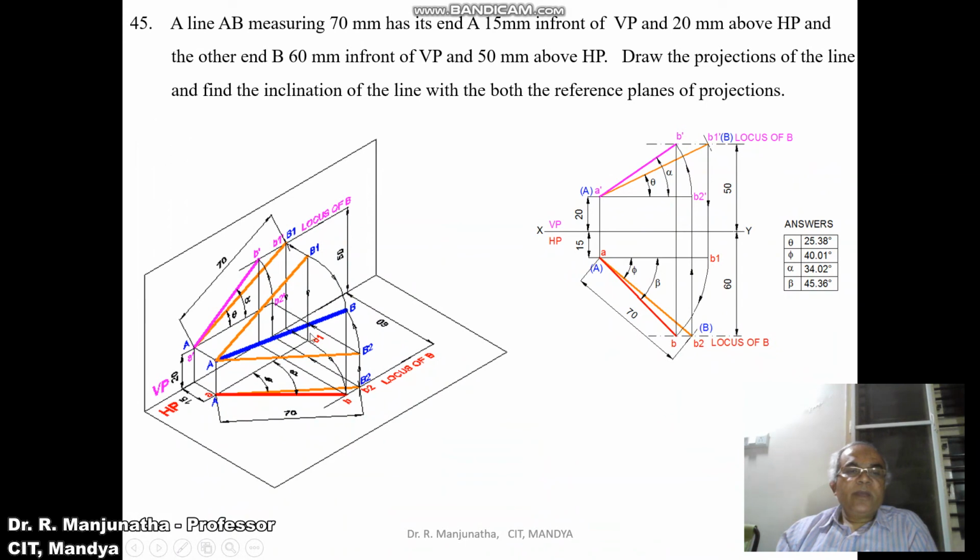Literally what we are doing is, with A as center, by taking the radius of AB1, you rotate this line such that it will be on the locus of B in the top view here. So this will be the line. So when you rotate it in space, actually the path traced by this on the horizontal plane will be this. So that is what we have shown here.